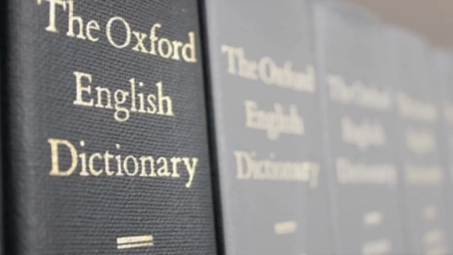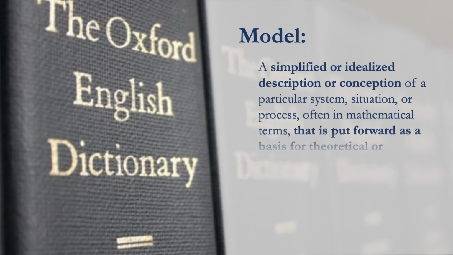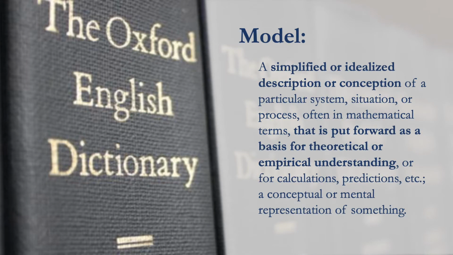The Oxford English Dictionary defines models in an exceptionally detailed and helpful way. It defines models as a simplified or idealized description or conception of a particular system, situation, or process, often in mathematical terms, that is put forward as a basis for theoretical or empirical understanding, or for calculations, predictions, etc. A conceptual or mental representation of something. The two components in bold provide especially good guidance for us.